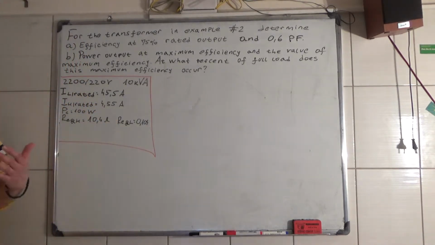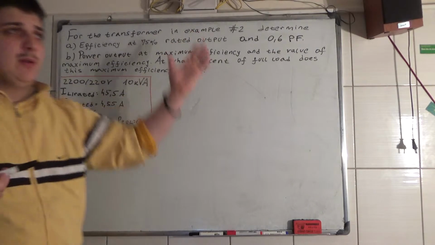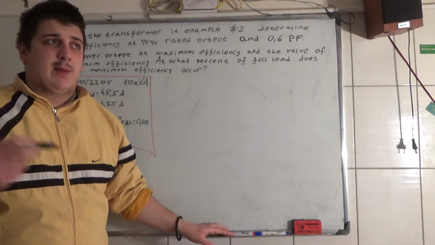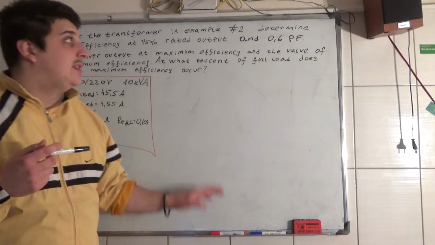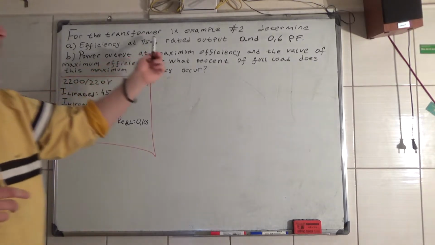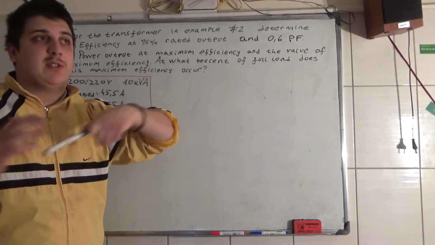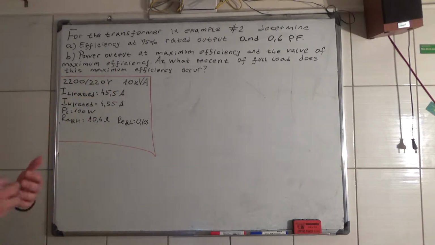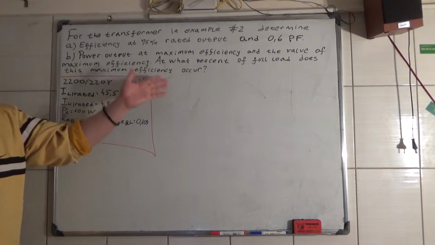Now the example says that for the transformer in example 2, so I did previously 3 examples, and it says in example number 2 we have to determine the efficiency at 75% rated output and 0.6 power factor, and for B we have to measure the power output at maximum efficiency and the value of maximum efficiency. At what percent of full load does this maximum efficiency occur? So you can read the example.